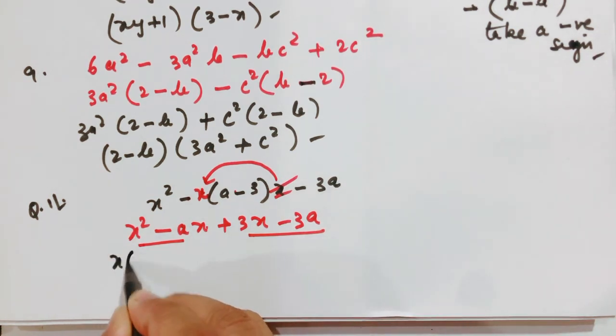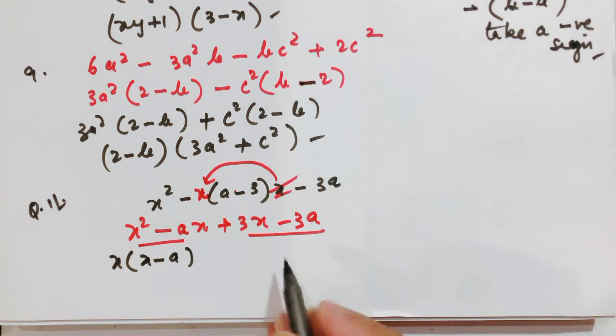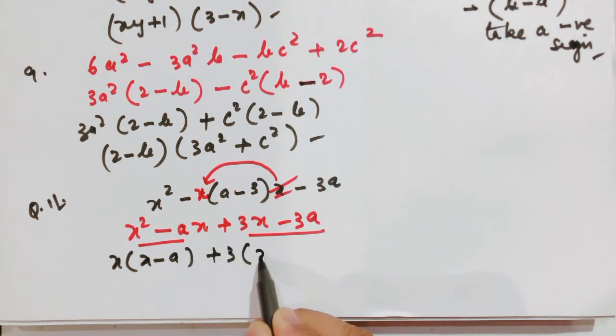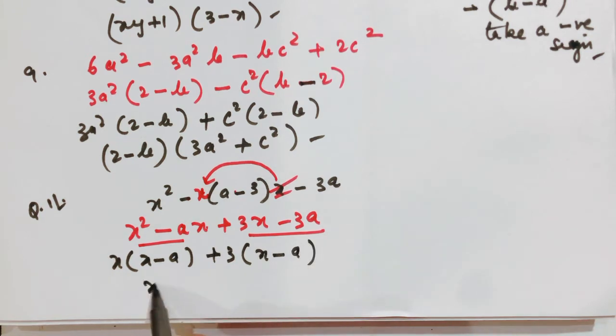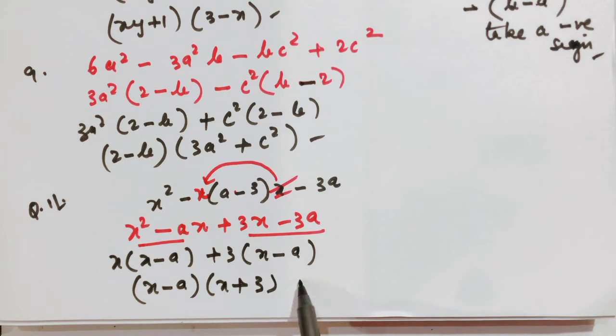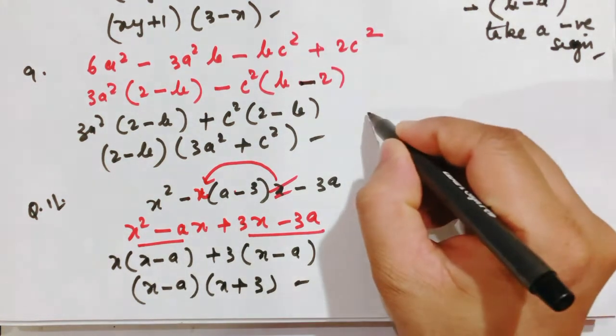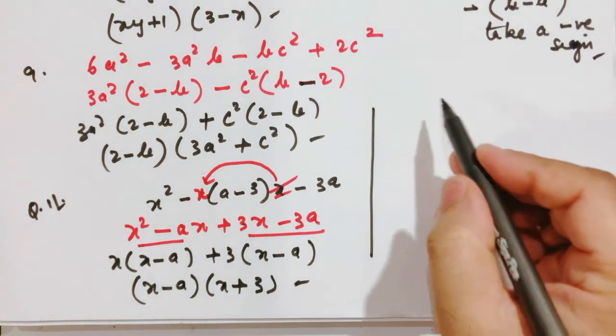When you will take x as common, you will get x minus a, and here when you will take 3 as common plus 3, you will get x minus a. Therefore x minus a and x plus 3 are the HCF of the given problem. The same type, एक और ठीक है.